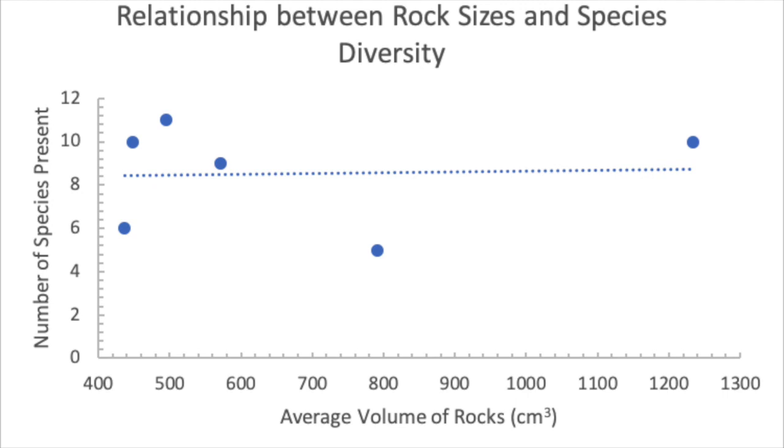We calculated the average volume of rocks from each data collection set and compared it to the number of species present. The average rock size did not have much of an impact on the number of species we captured and shows no real relationship. The highest number of species was 11 on the first day, and the lowest number of species was 5 on the last day.